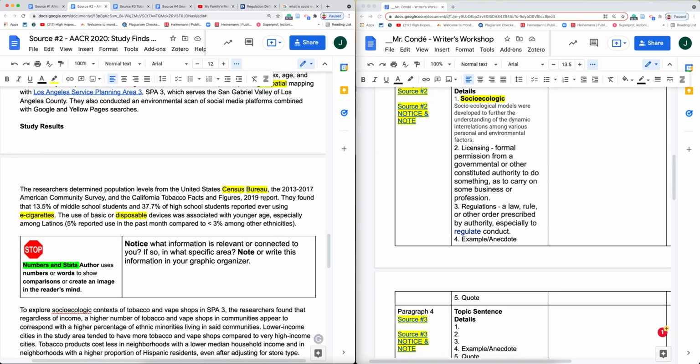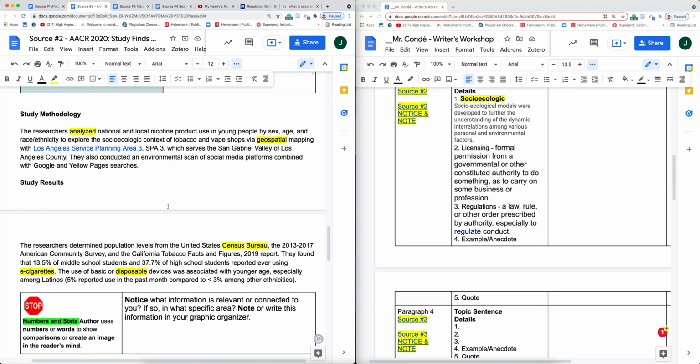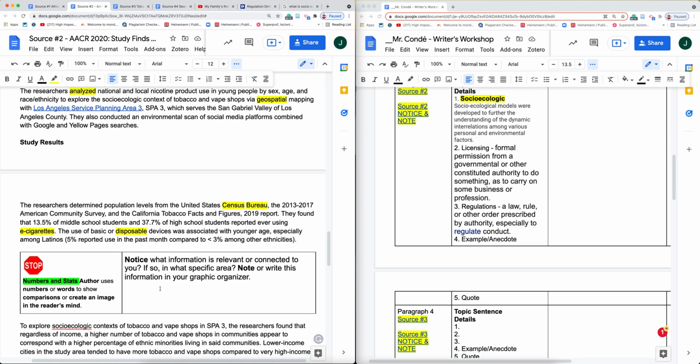Notice that at the bottom, because you have a lot of stats and numbers, I put the signpost here, but then I pose a question for you. Notice what information is relevant to answering the prompt or connected to you. That could be, again, going to an example or an anecdote. Now, if you see anything, look, middle school, does that relate to you if you're in 7th grade? The answer is yes. I would put that in there.